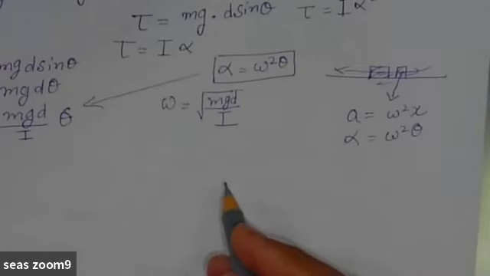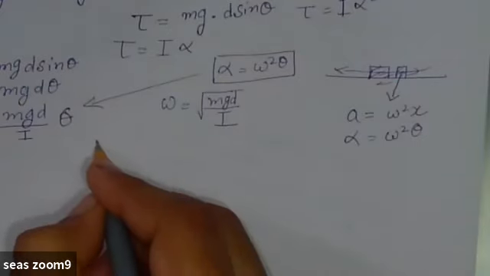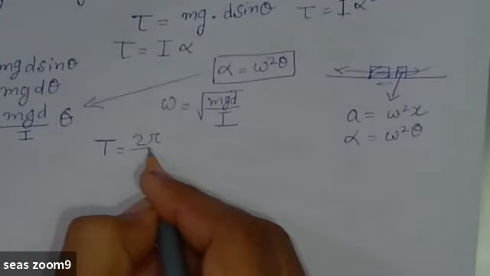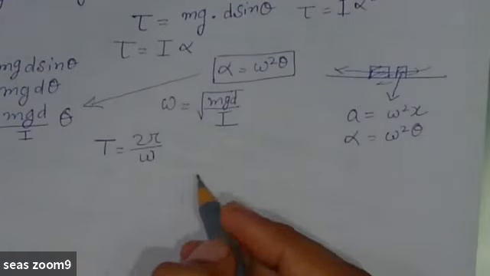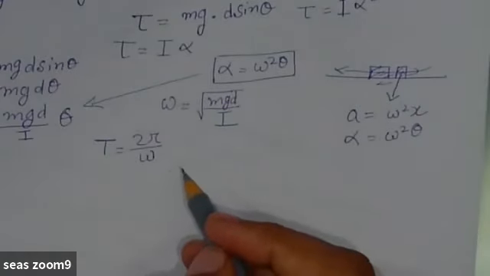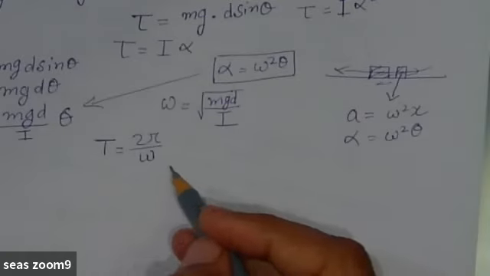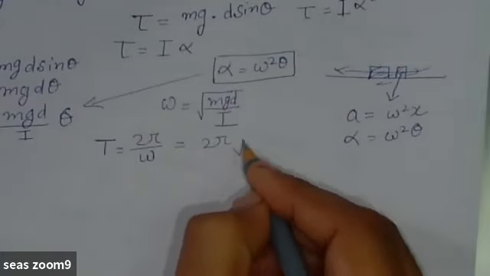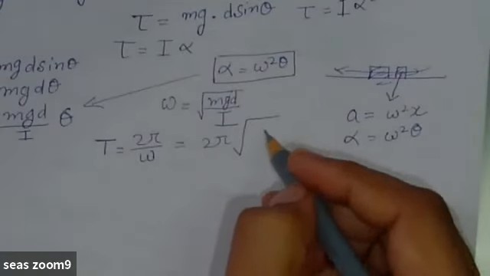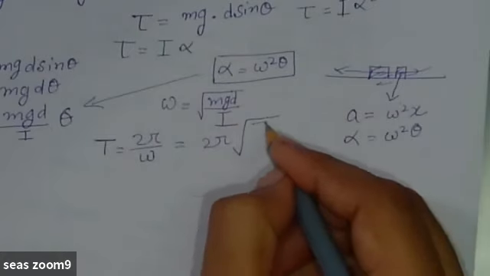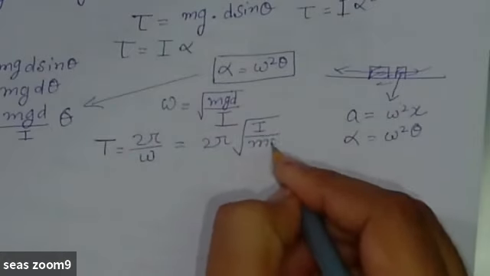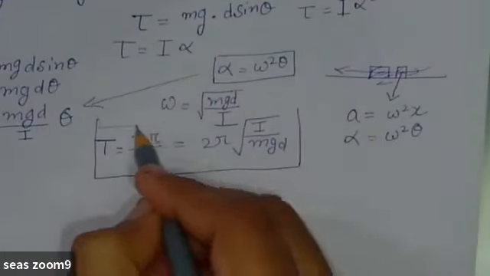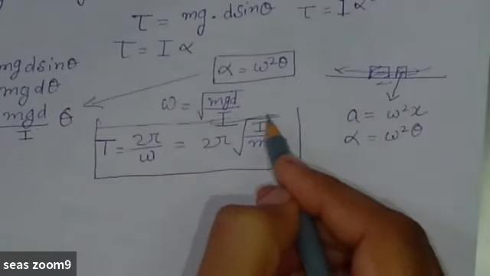Omega is equal to under root mgd by I, and we know that T, the time period, is 2 pi by omega. You know, omega is equal to 2 pi n, if you remember, and n is equal to 1 by T. So T becomes 2 pi by omega. So the time period is 2 pi under root I by mgd. This is the time period for any body which is moving in simple harmonic motion.